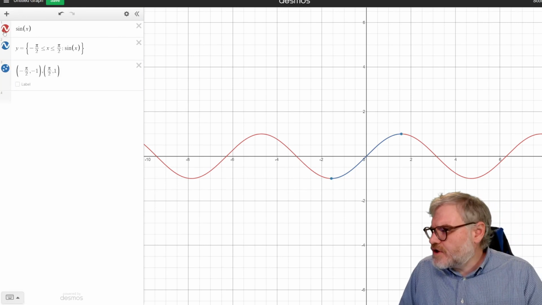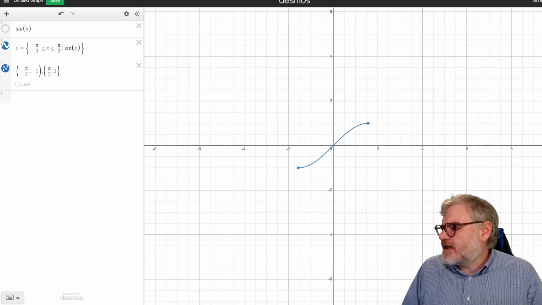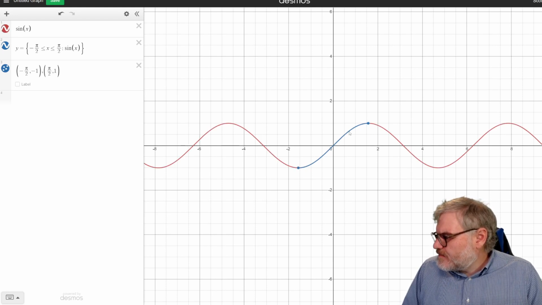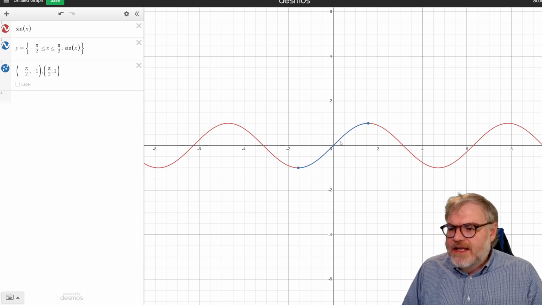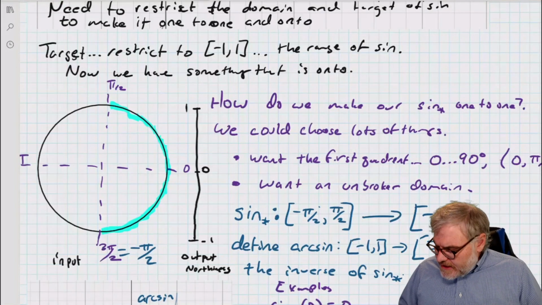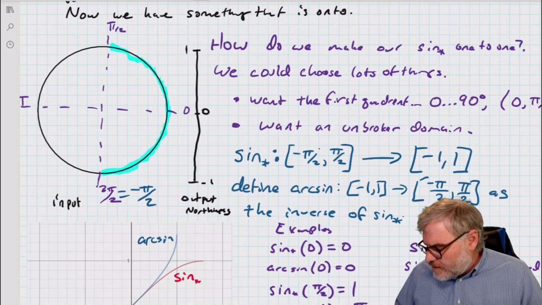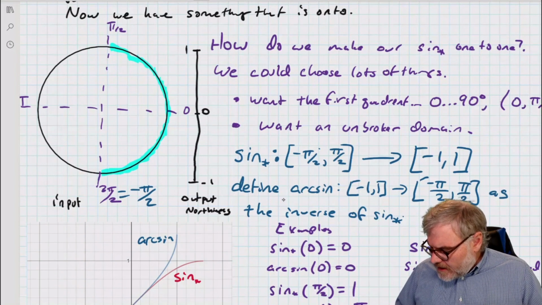Okay, so just like before, I've made a choice. And the choice I'm going to pick is this piece right here. So this is the whole thing, and I chose this piece right here, since that makes it 1 to 1 and onto. And it includes this quadrant right here, which is what I want to include. Okay, so I make that choice, and I've got sine star going from negative pi over 2 to pi over 2 into negative 1, 1. And I'm going to define arcsine as the inverse of sine star.